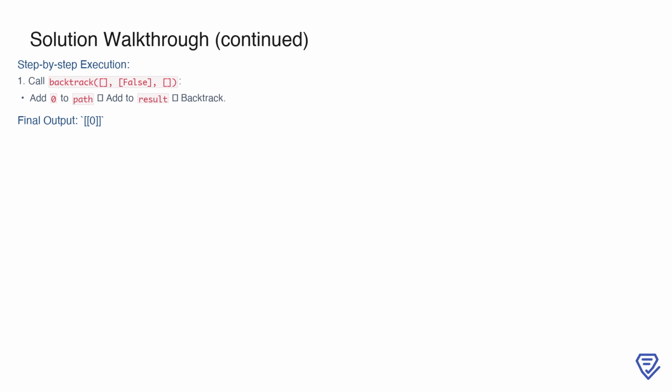Finally, for the simplest case, the input array is nums equals [0]. Here, we follow the same backtracking process. Starting with an empty path, we add the only number, 0, to the path and immediately recognize that it forms a complete permutation since the path length matches the length of nums. We add [0] to the result, which now contains [[0]]. Since there are no other numbers to explore, the recursion ends, and the output for this input is simply [[0]].